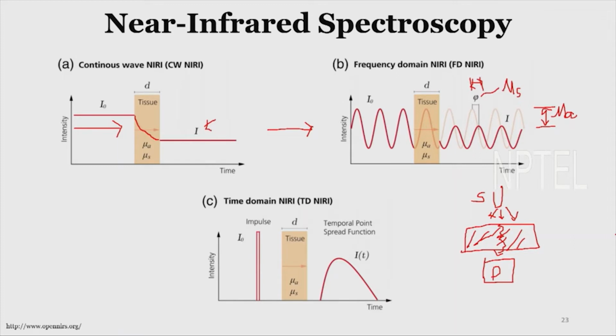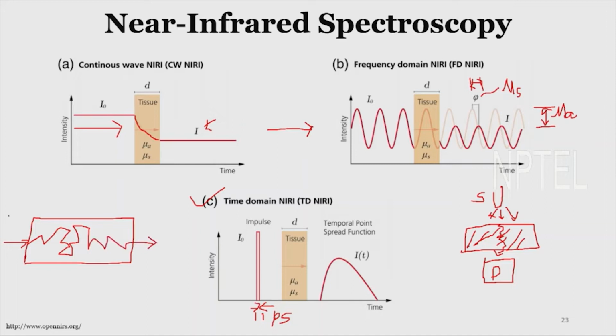In the case of time domain measurement, as you can see in part C, instead of giving a sinusoidal input we give a pulse of very short duration, ideally on the order of picoseconds. As you have already seen in my earlier lecture, the photons passing through the tissue undergo a large number of scatterings before they go through the tissue. Some photons undergo more scattering and some undergo less. Those which undergo less scattering reach very quickly, and there are some photons which scatter a lot and reach the detector very late.